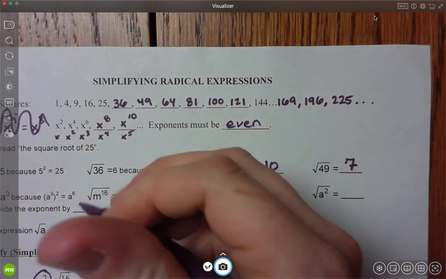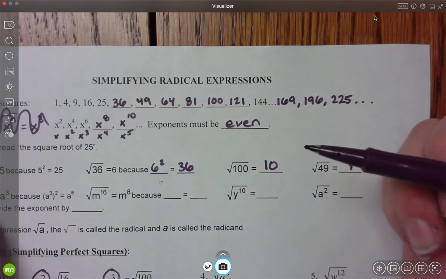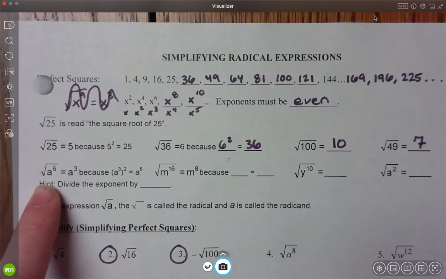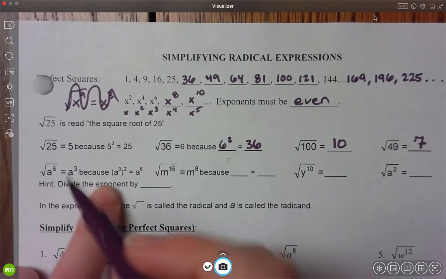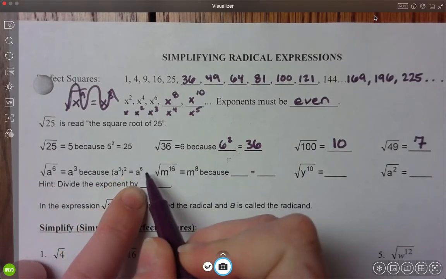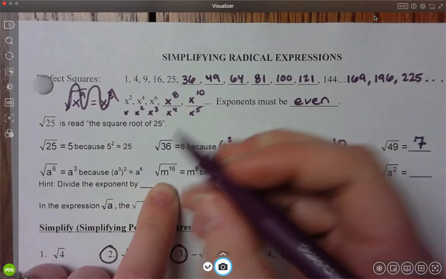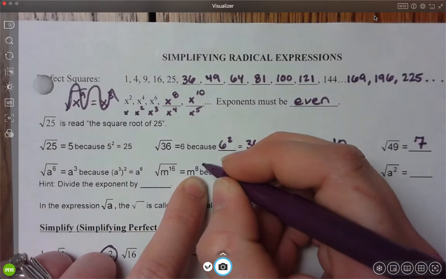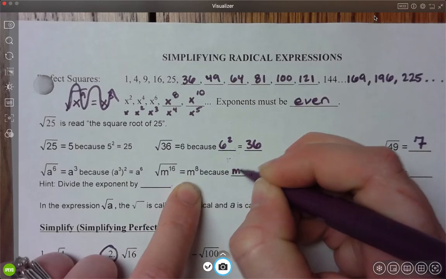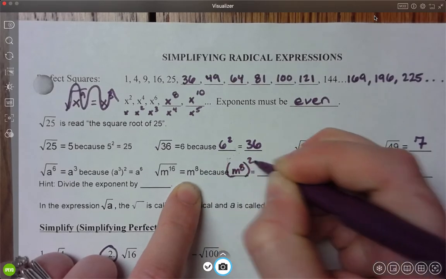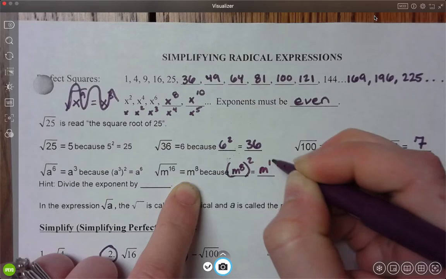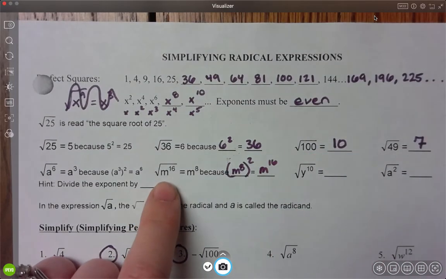These down here, the square root of a to the 6th power is a to the 3rd power, because if I take a to the 3rd power and square it, it's a to the 6th. The square root of m to the 16th power is m to the 8th, because if I square m to the 8th, that is m to the 16th. A lot of people look at this m to the 16th power and say that's m to the 4th power because you're taking the square root of 16, but you're not.